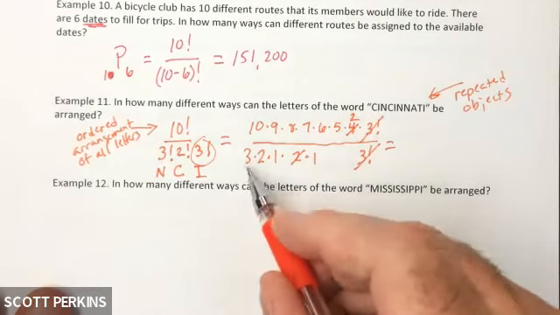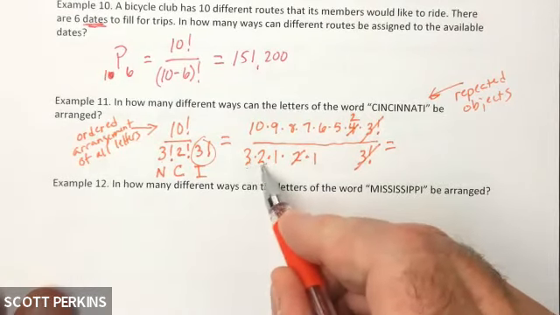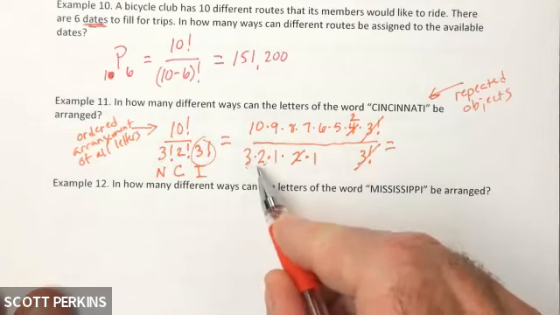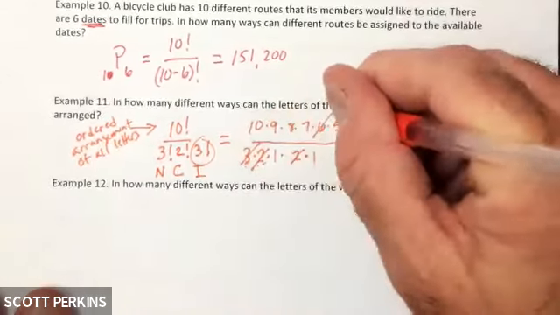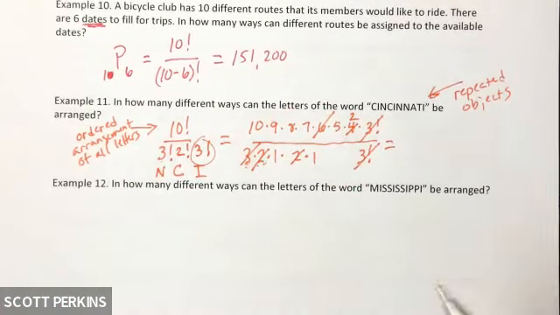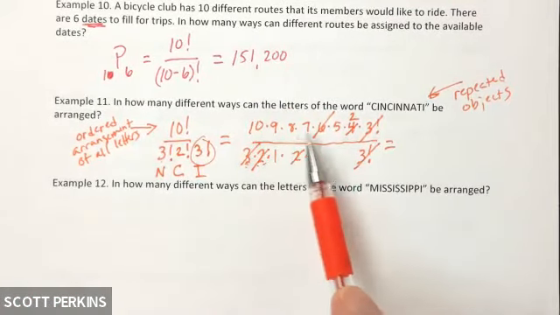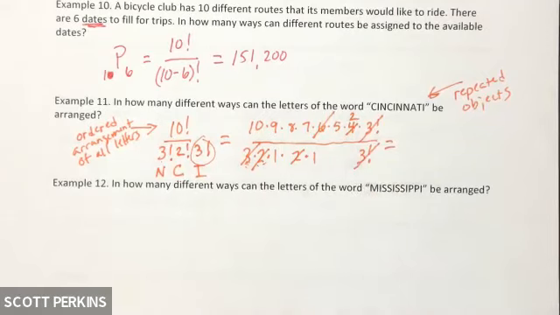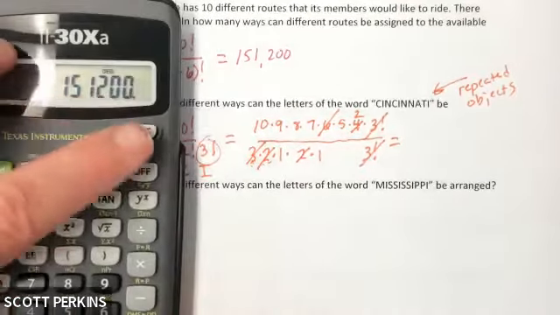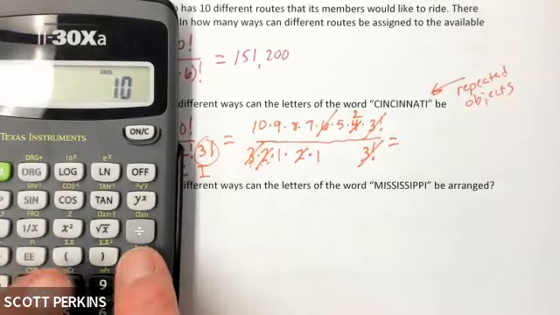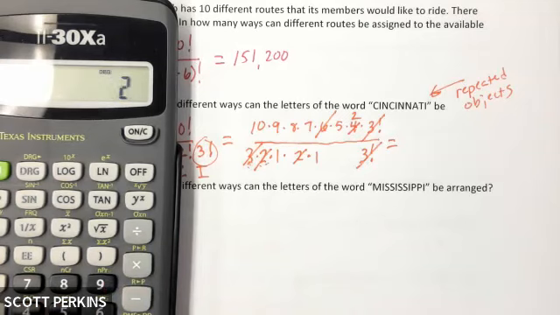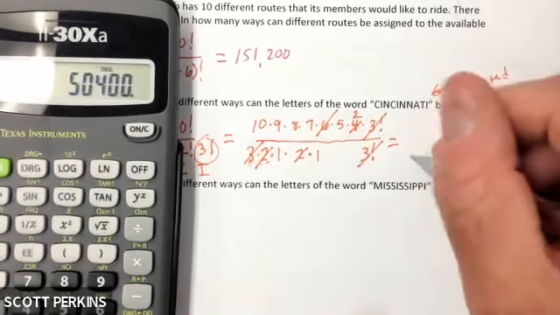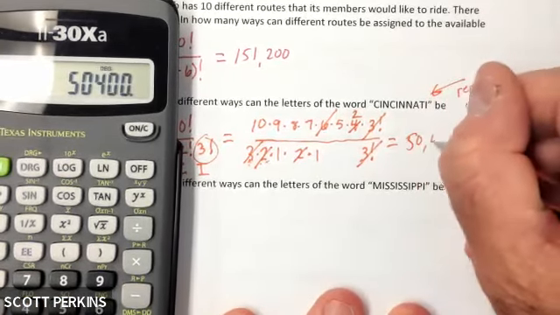I'm also going to say that this 3 times 2 is 6, so it's going to cancel with the 6 in the top. So what I'm left with is 10 times 9 times 8 times 7 times 5 times that 2. That's 10 times 9 times 8 times 7 times 5 times 2, which is going to be 50,400.